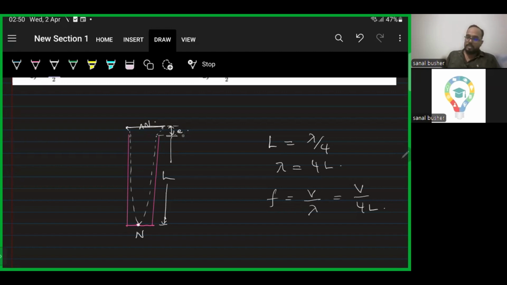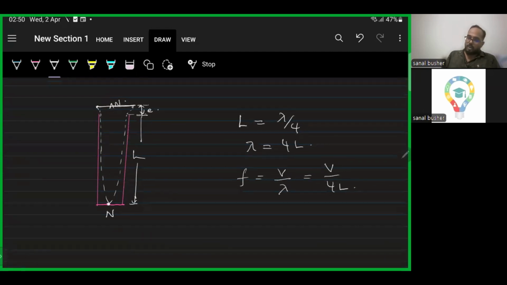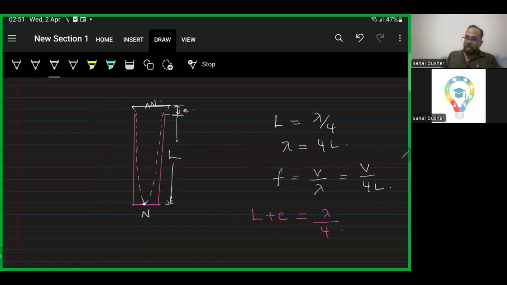Now when you consider the end correction, previously the length of the tube was equated to lambda by 4. Now, when you're considering the end correction, L plus E will be balanced with lambda by 4. Understood? That is the difference. If both ends are open, both ends have an antinode, so 2 times E will come. So you understood this one.